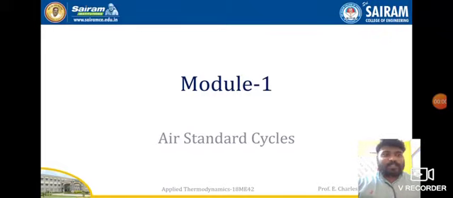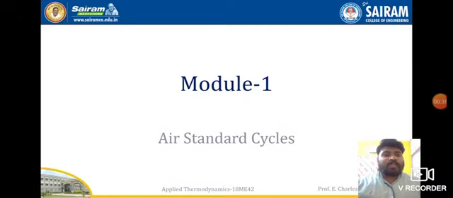Hi students, now we are in module 1. Module 1 is all about air standard cycles. Air standard cycles talk about all the 5 different cycles which come under the automobiles, that is, internal combustion engines. So what are those 5 cycles? The first is Otto cycle, next is diesel cycle, next is dual cycle, next Stirling cycle, and next is Carnot cycle. So these 5 cycles are there in air standard cycles.